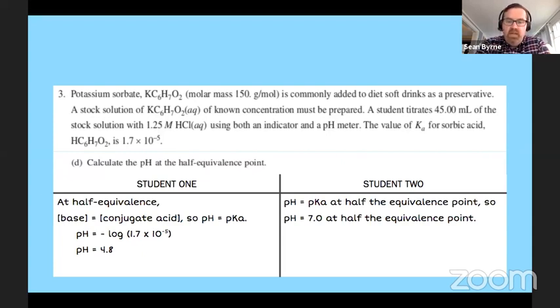And student 2 said that at the half equivalence point, also understood that the pH is equal to the pKa, but said that the pH must be equal to 7. So which do you think is the better answer here?